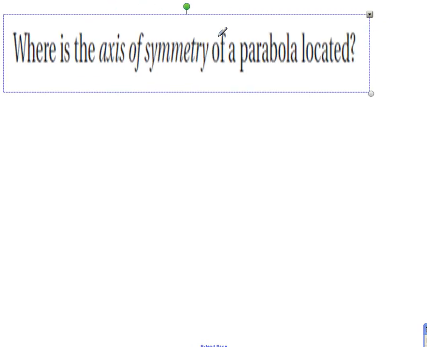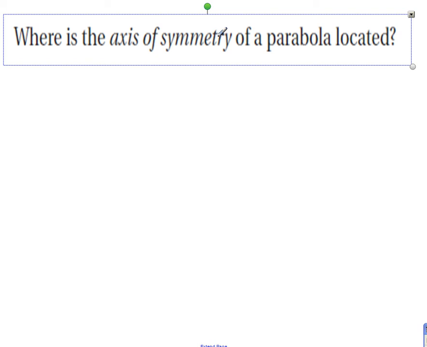All right. You watched the video? Yes. Where is the axis of symmetry located?